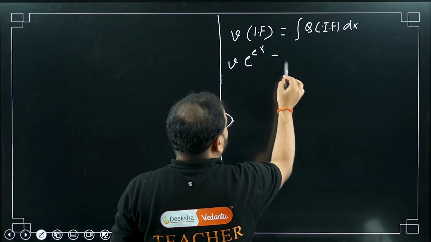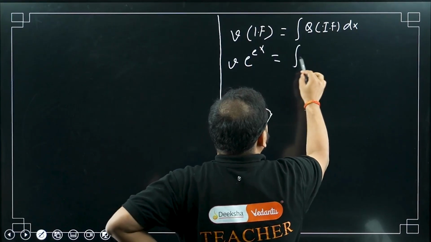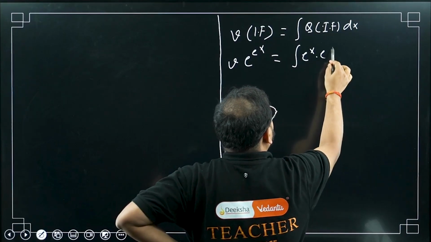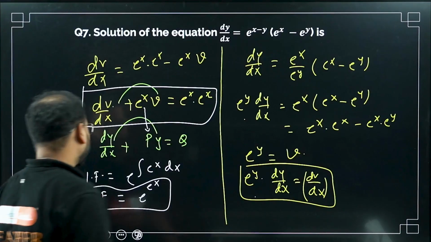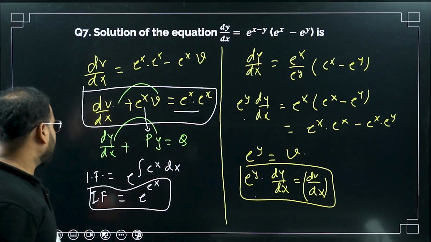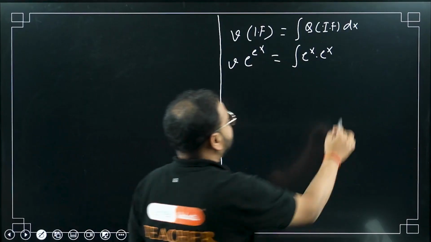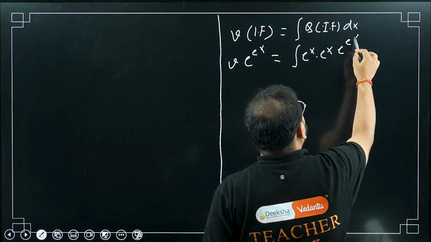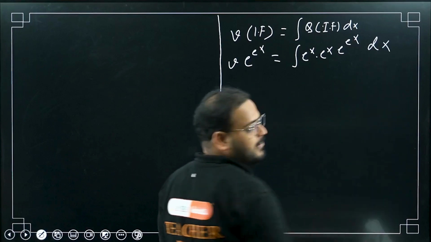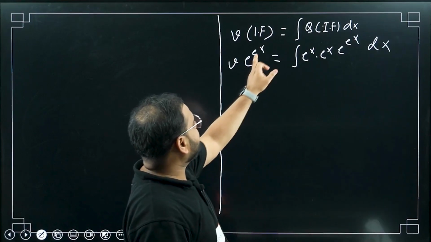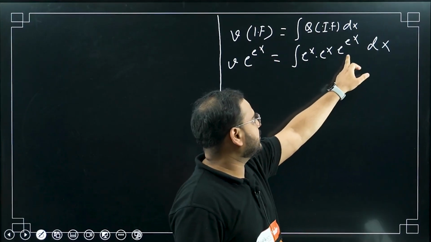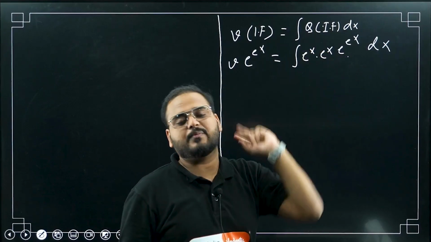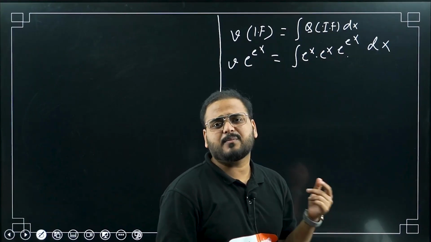Equals, what is Q? Remember, e^x times e^x. And what is IF? e^(e^x) dx. So too many e^x. I'll repeat: e^(e^x) as IF. So the same thing I've written over here. And I have Q as e^x into e^x. So why not write e^x into e^x as e^2x?